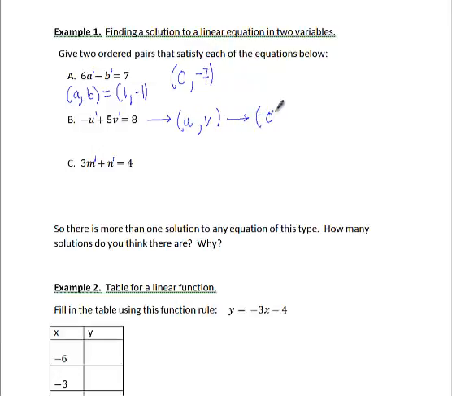I start out by picking a number for one of them. Easiest number to use a lot of times is 0, and now plug the 0 into the equation. Okay, pick a number for one of the variables, 0 for u. Now I put that into the equation. I have minus 0 plus 5v equals 8.